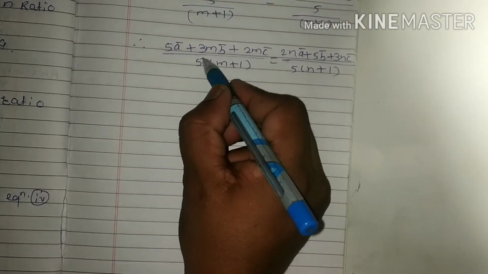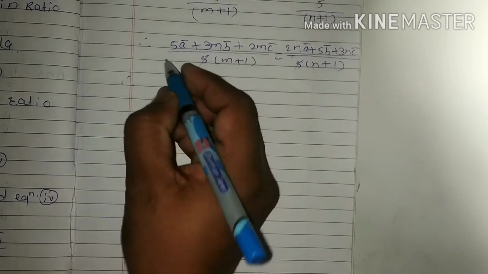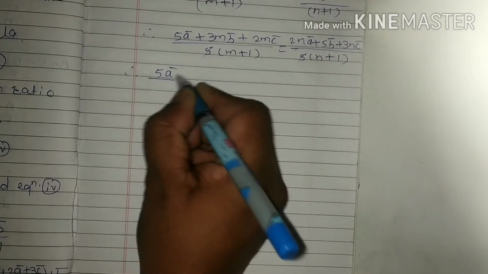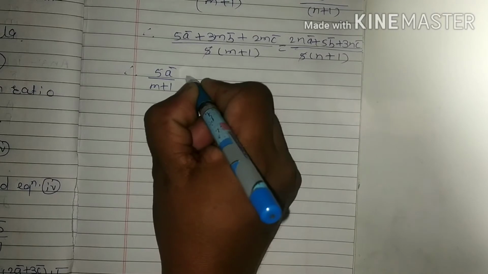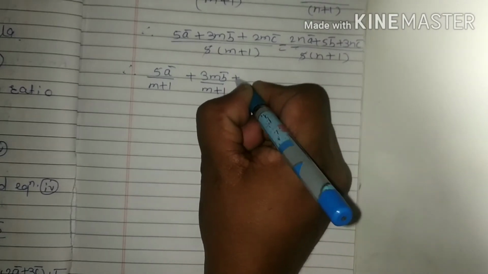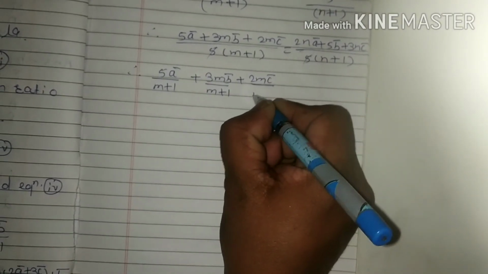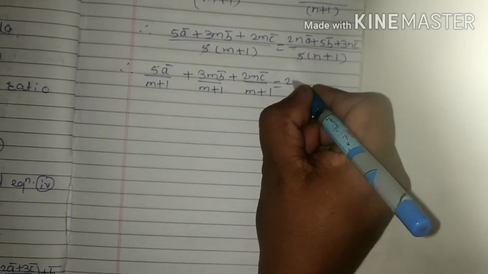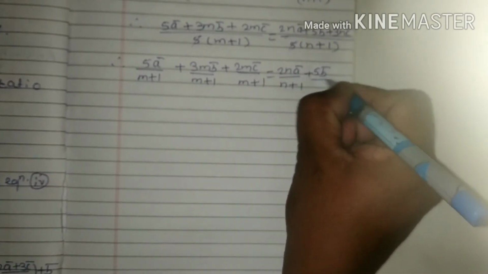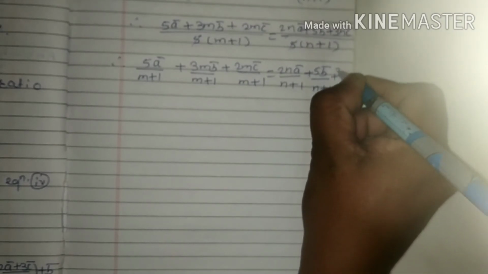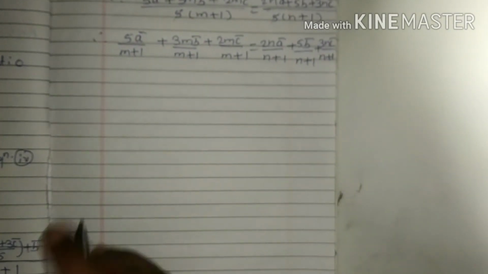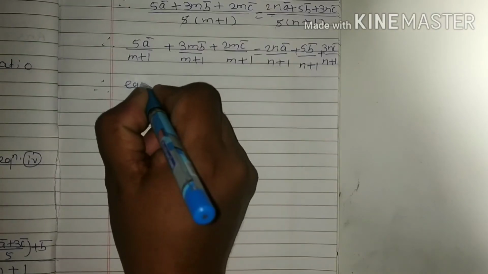Here 5 gets cancelled and we write the above equation term separately: 5 A bar divided by m plus 1, plus second term 3m into B bar divided by m plus 1, third term 2m into C bar divided by m plus 1, is equal to 2n A bar divided by n plus 1, second term plus 5 B bar divided by n plus 1, and last term 3n C bar divided by n plus 1. We get the values.